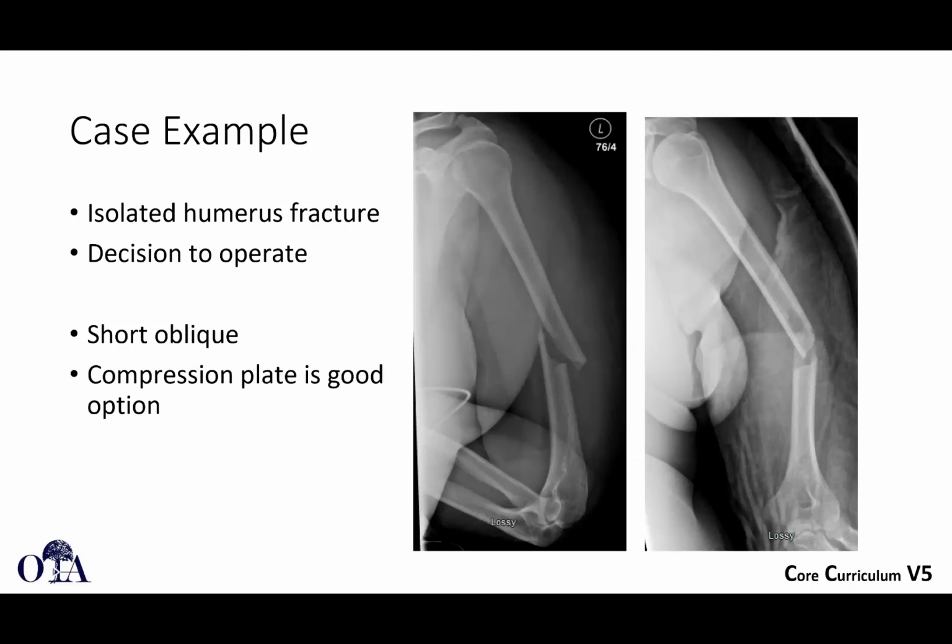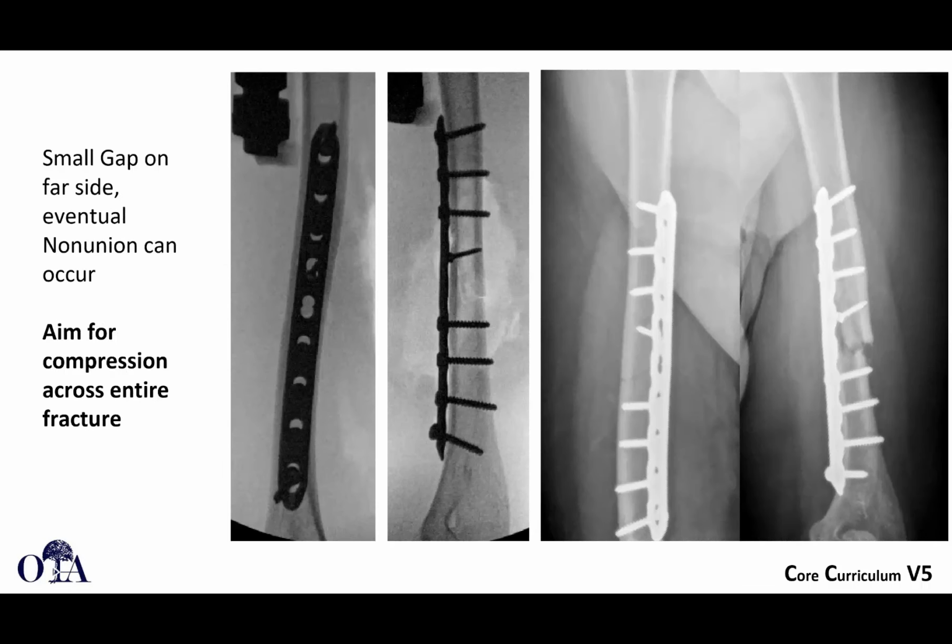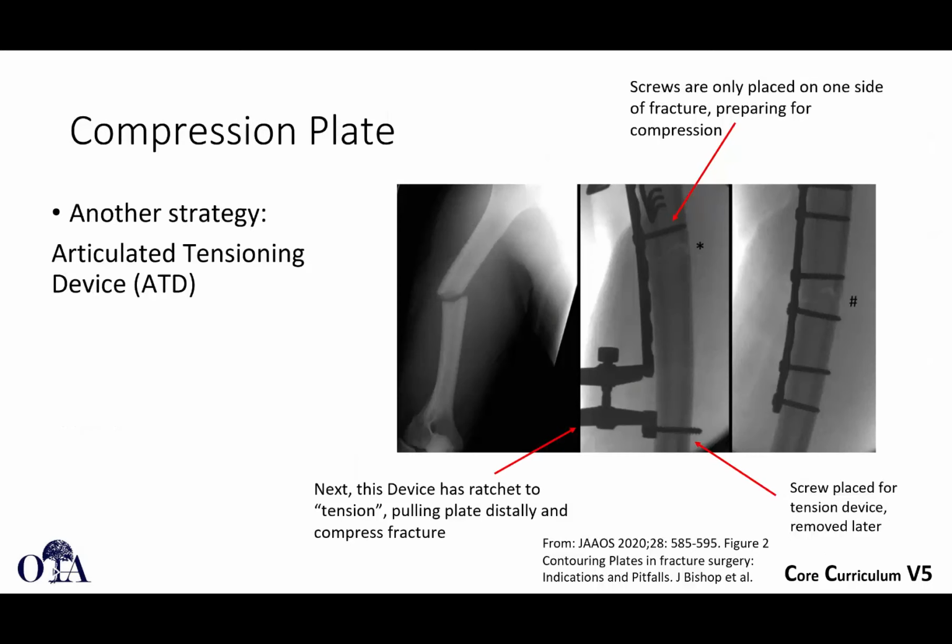Here's an example. This is a patient who decides to undergo surgery for a humeral shaft fracture. It's somewhat of a short oblique. Looks like compression plating is a good option. So the fracture is fixed with lag screw compression plating, and you really want to aim for compression across the entire fracture. And you can see there's a small gap on the far cortex. Perhaps this could have been pre-tensioned a little bit better to avoid that.